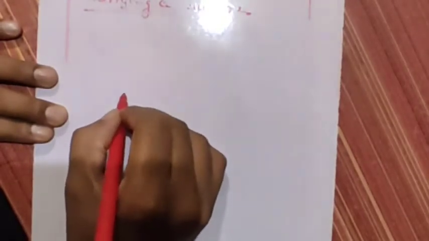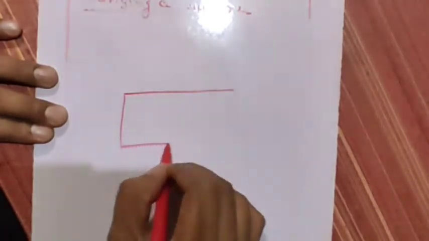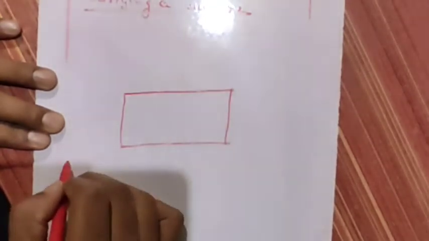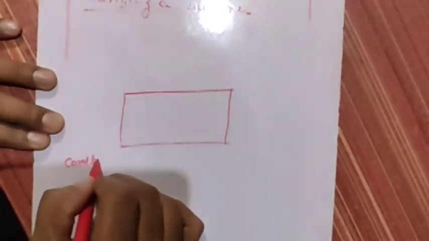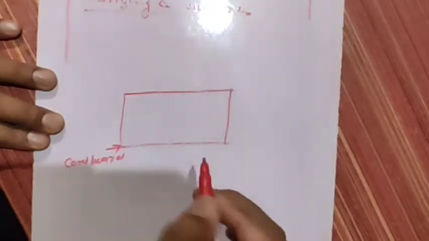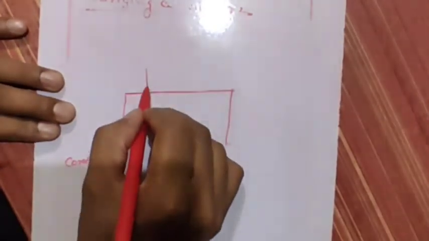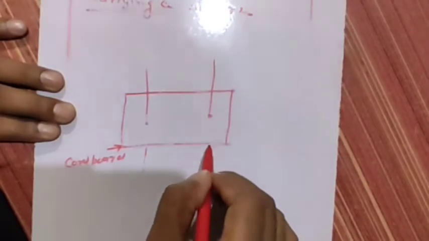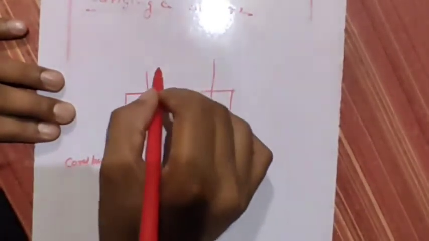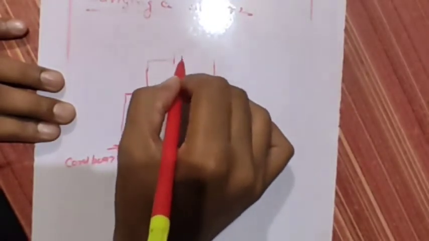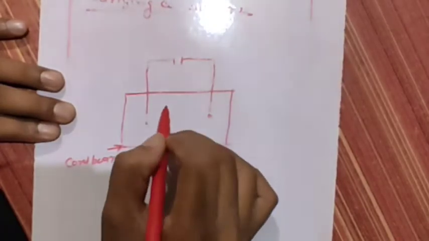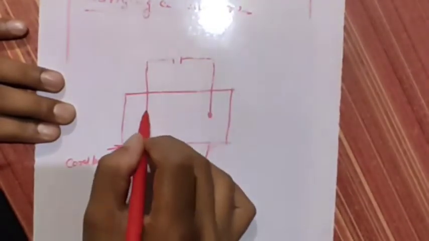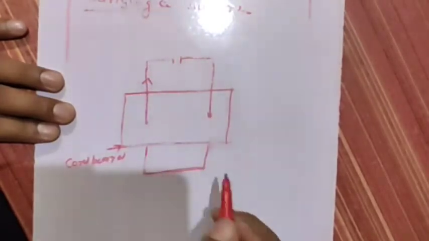First, we take a cardboard. The conductor is passing into the cardboard, and a battery is connected here. The current is flowing in this direction.